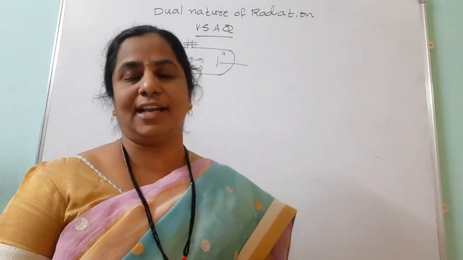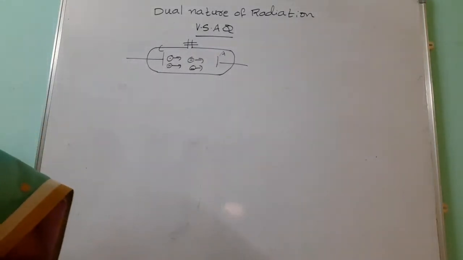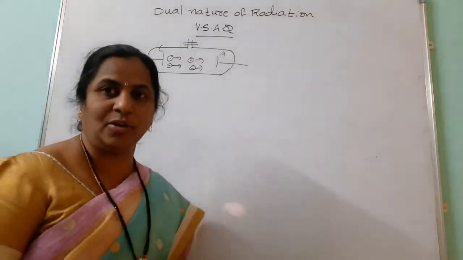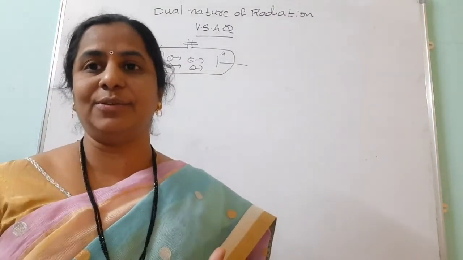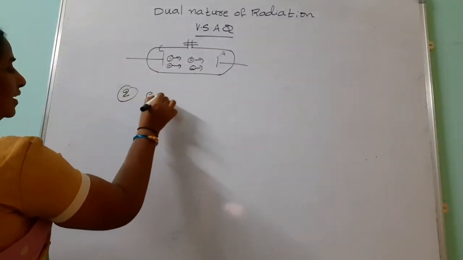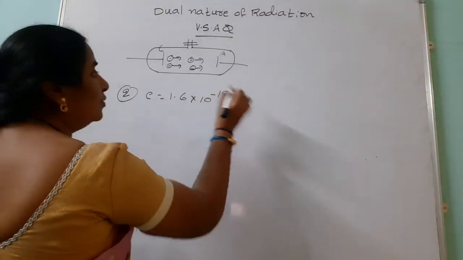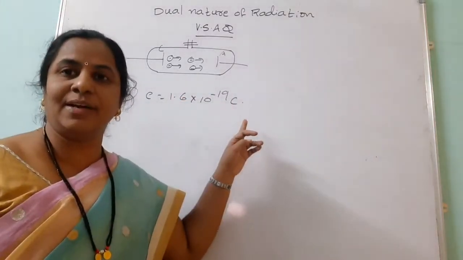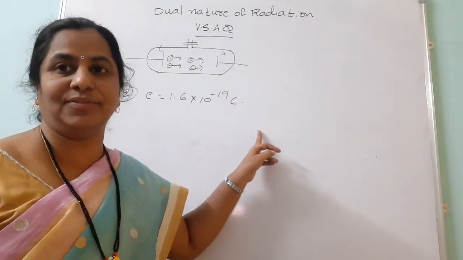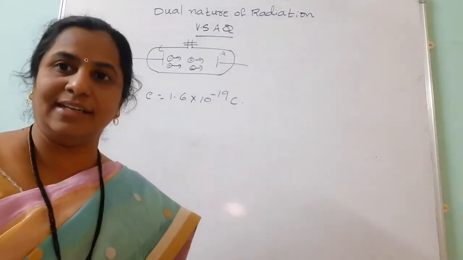Then our second very short answer question is, what is the importance of Millikan's experiment? What did he establish? Suppose I ask you, what is the charge of the electron? We can say the charge of the electron is 1.6 into 10 to the power of minus 19 coulombs. Who discovered this? From Millikan's oil drop experiment, he discovered that the charge of the electron is 1.6 into 10 to the power of minus 19 coulombs.